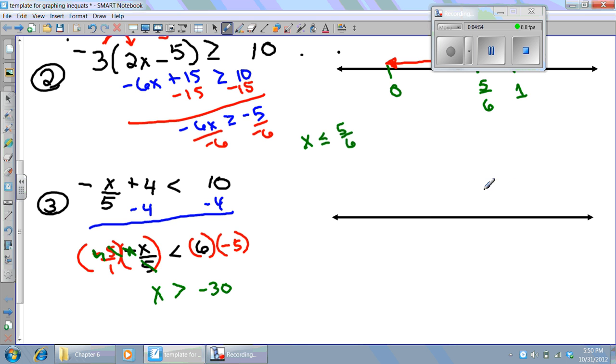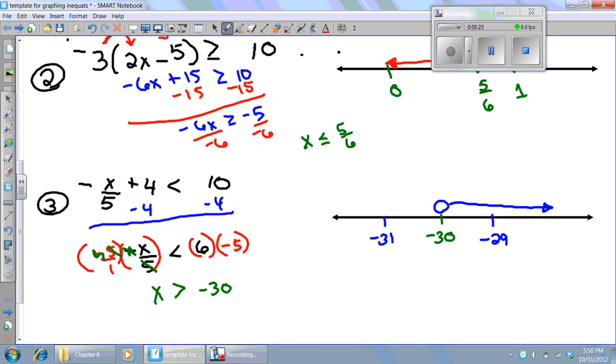On this number line, I'll find negative 30. I will use an open point. Why? Because it's not equal to. I want to show two other numbers. I'll show a number larger than negative 30, and I'll show a number less than negative 30. And what will make it true? Which of these is larger than negative 30? Well, negative 29 is. So I'm going to shade in the direction of negative 29.